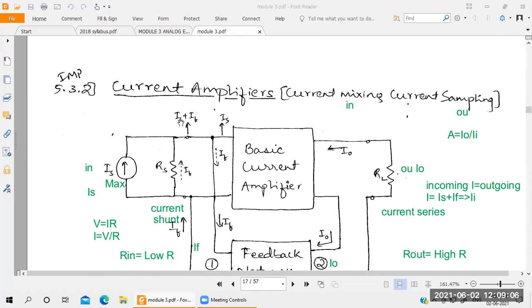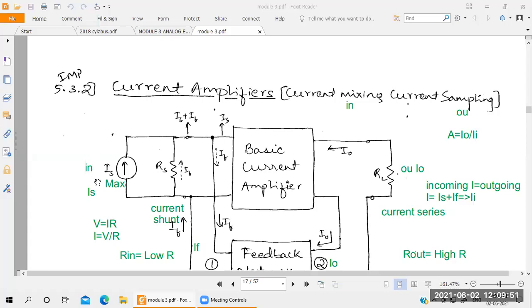What is the name of the second amplifier here? That is the current amplifier. The first one is voltage, the second one is the current amplifier. Again, there is one more name for the current amplifier: current mixing, current sampling. Current mixing, current sampling means the output is current, because we are going to control the output current from the source current. So you take the output as I0. The amplifier output is current now, and the input of the amplifier is again current. Both sides you have to take current because this is the current amplifier.